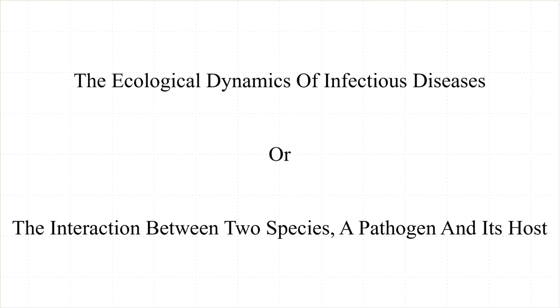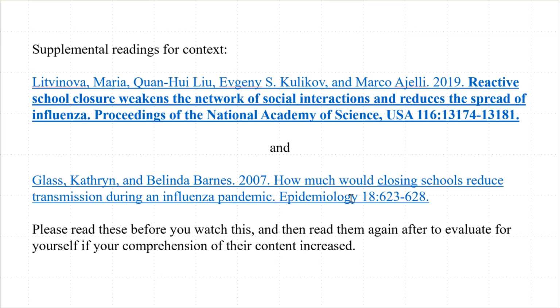Now, before you watch this, I would like you to read these two papers. Paper by Litvinova et al. From last year, that is the reactive school closure weakens the network of social interactions and reduces the spread of influenza in the Proceedings of the National Academy. And another paper by Catherine Glass and Belinda Barnes that is older, in 2007, on how much would closing schools reduce transmission during the influenza pandemic.